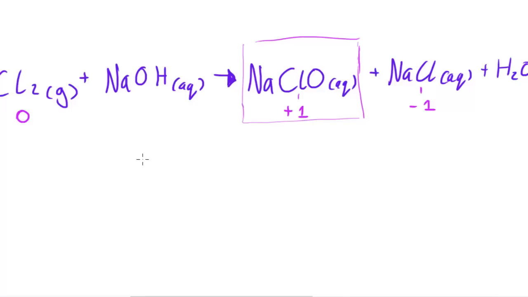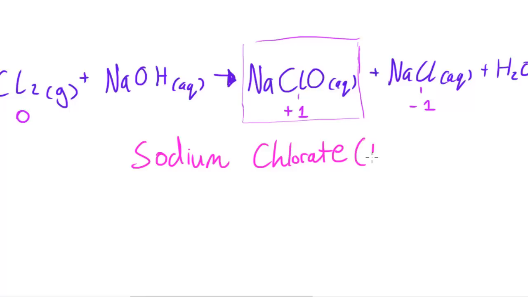You could call it sodium hypochlorite. There's two names for it. So there's sodium chlorate, and we need to say the oxidation number of the chlorate, because this could be 1, it could be 5. So we need to say that it's the oxidation number of the chlorine in the ClO minus. And so we could call it sodium chlorate(I). We could also call it sodium hypochlorite.